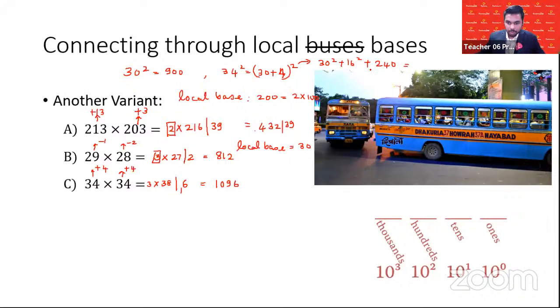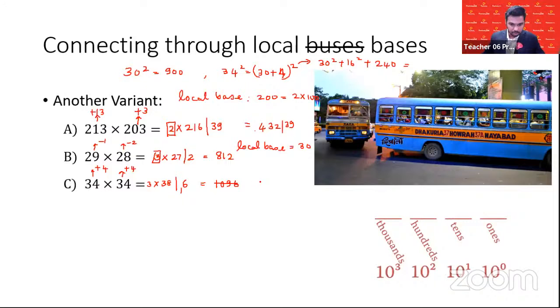Okay, so somebody has told it is 1156. So let us check what went wrong here. 30 is the base here. What we have multiplied is 4 and 4, which is 16, which is correct here. What is 3 times 38? 90 plus 24. Okay, so here 90 plus 24 would have been what? 114. So the mistake was here.